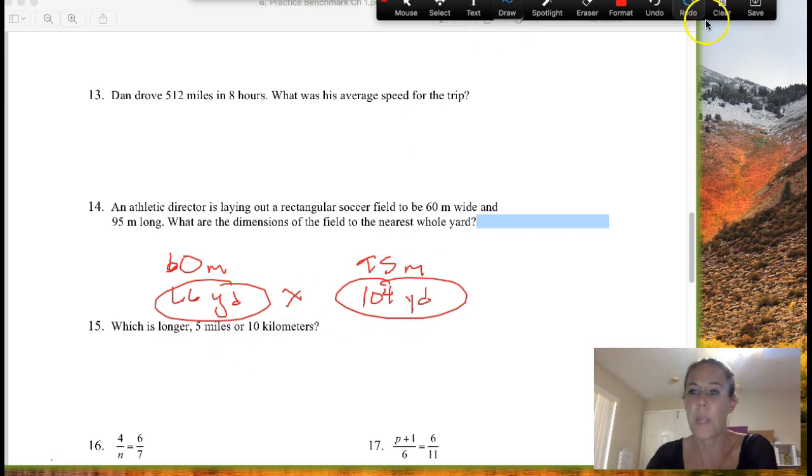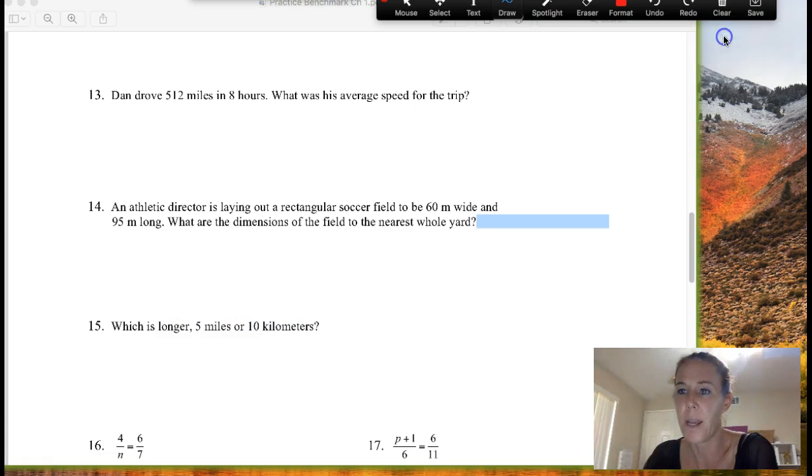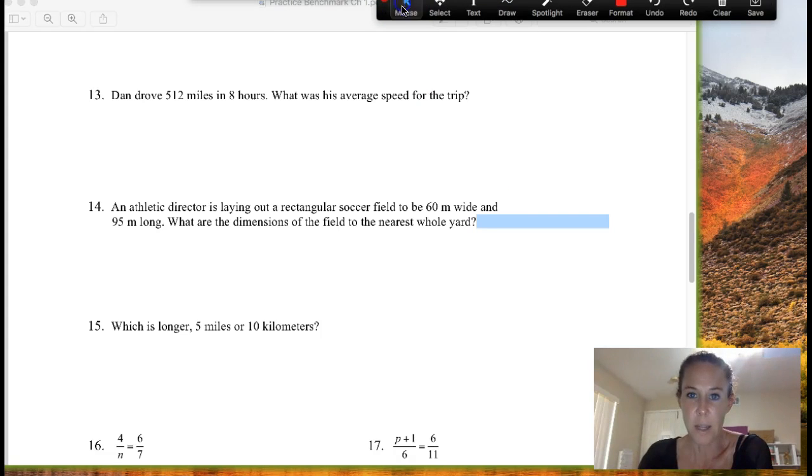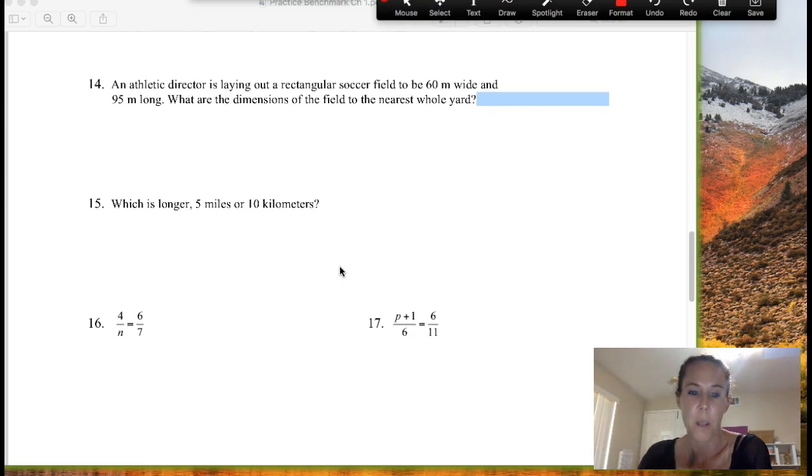All right, and careful if you ever have to find an area: always do your conversions before you multiply to find the area, because a meter to a yard is not the same as meter squared to yard squared. You'd have to multiply that out and double it. All right, not double it, excuse me, square it.